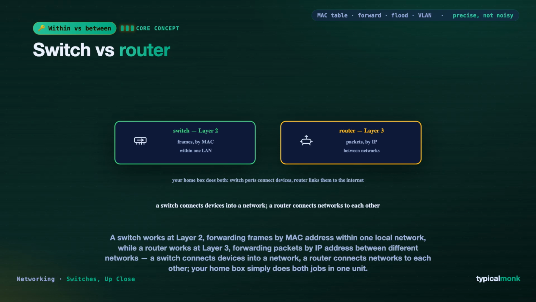So the takeaway: a switch works at layer 2, forwarding frames by MAC address within one local network, while a router works at layer 3, forwarding packets by IP address between different networks. A switch connects devices into a network. A router connects networks to each other.